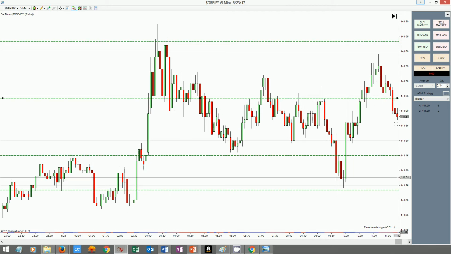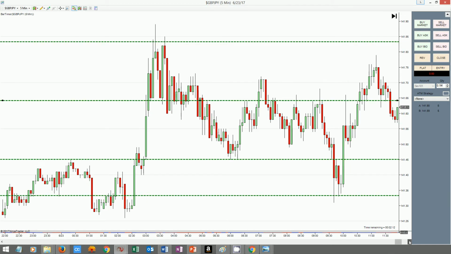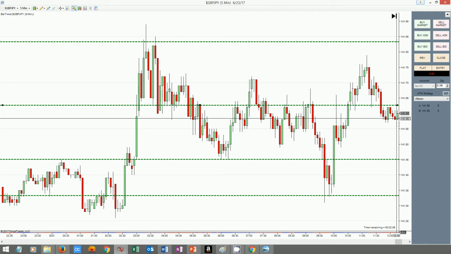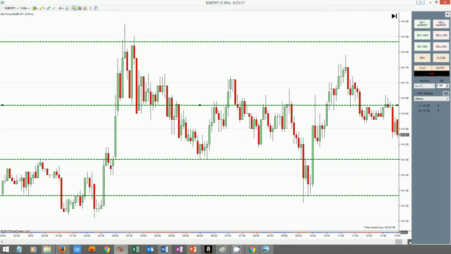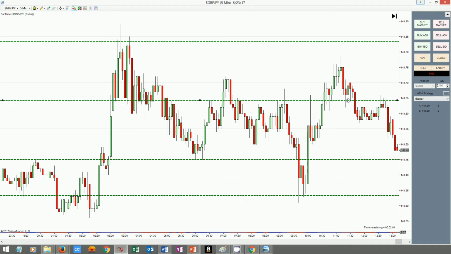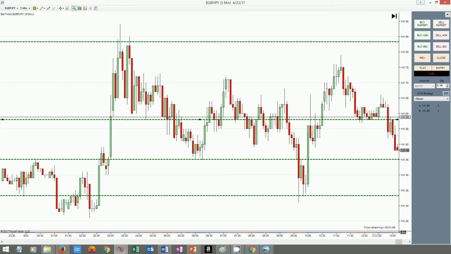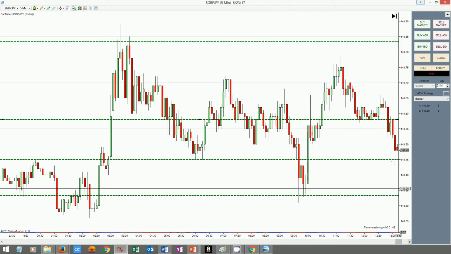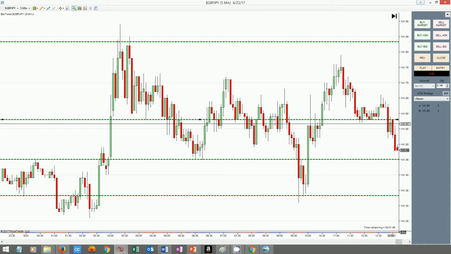When it breaks that area and comes back, it bounces off. See? Put your line there, it came back and it bounced off. So that's what you've got to look for. See here, there's another area, because it came to this area and it bounced off. When it bounces off those areas, you create a line, wait for it to break, watch it come back, and then take a trade in the opposite direction, because old support becomes new resistance. Okay?